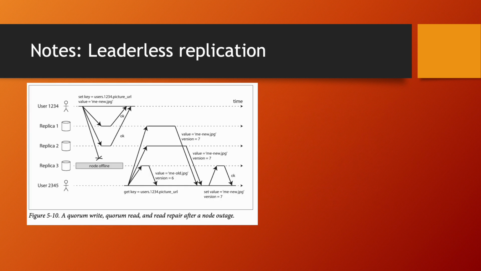In a leaderless configuration, failover does not exist. As we can see in this cartoon, the client with user ID 1234 sends the write to all three replicas in parallel, and two available replicas accept the write, but the unavailable replica misses it. Let's say that it's sufficient for 2 of the 3 replicas to acknowledge the write. After user 1234 has received the 2 OK responses, we consider the write to be successful. The client simply ignores the fact that one of the replicas missed the write.